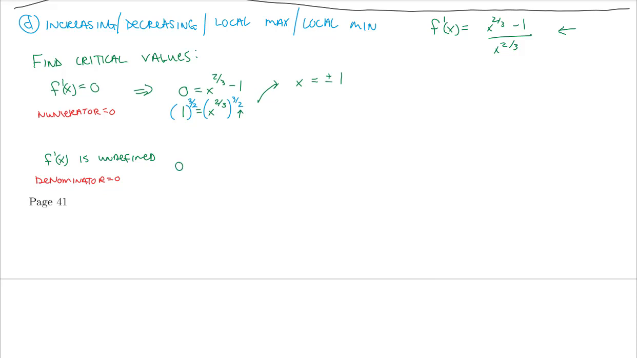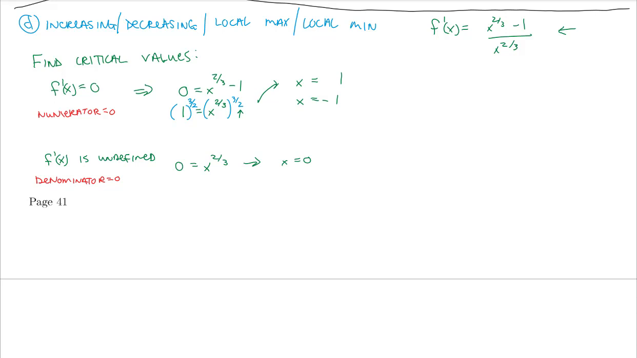Then for the denominator, we're going to set 0 to be equal to x to the 2/3, and that just gives us that x is equal to 0. So we have 3 critical values then. Critical values at x equals positive 1, at x equals negative 1, and at x equals 0.